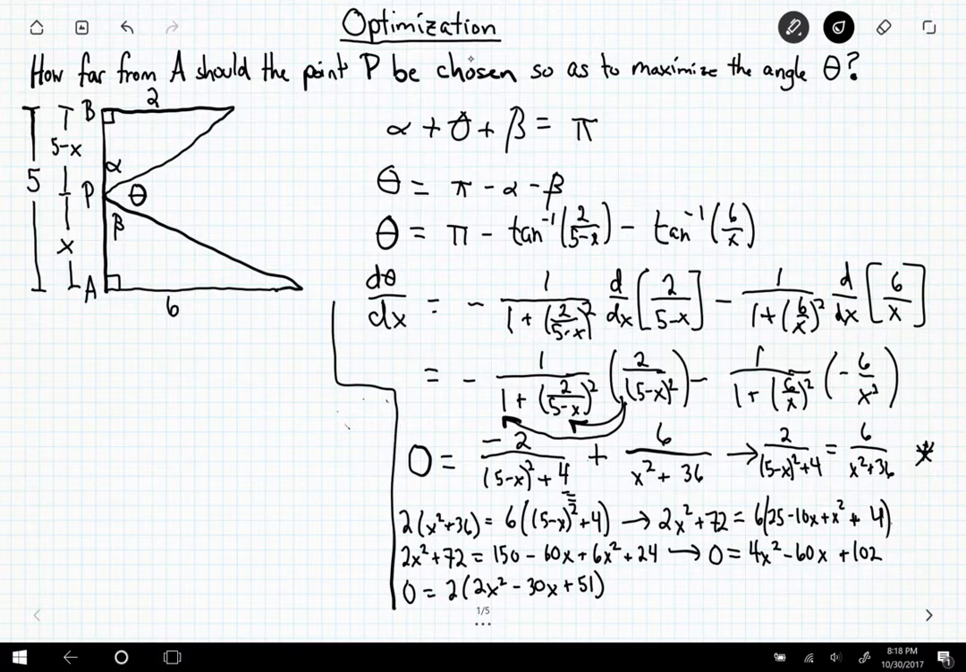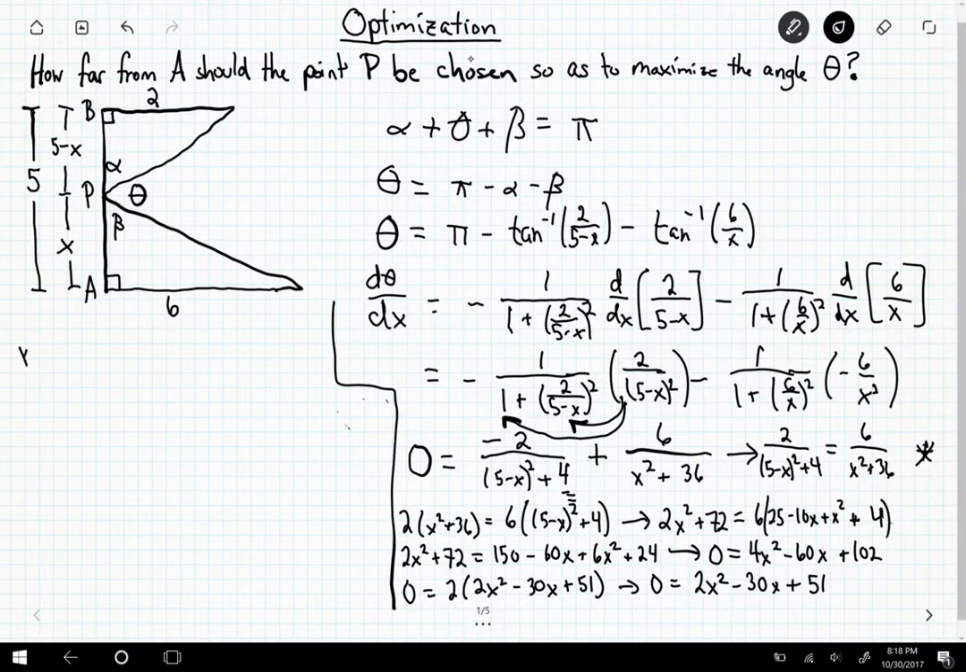So now we can use the quadratic formula. Divide both sides by 2, and you'll have 0 equals just 2x squared minus 30x plus 51. And we can use the quadratic formula.